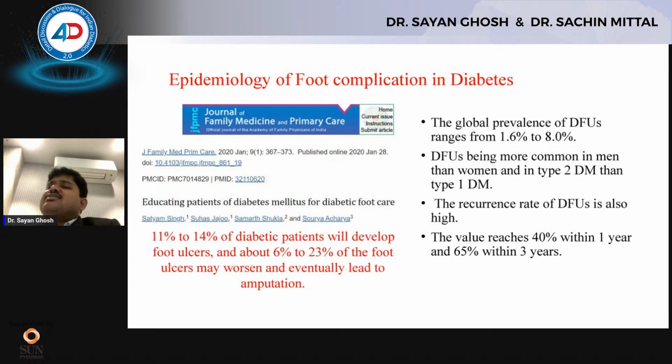Diabetic foot ulcer is more common in men than women, and in type 2 diabetes patients than type 1. It is very important that a patient with a past history of diabetic foot ulcer, in the same foot or in the opposite foot, is more prone to develop another foot ulcer in future. The value reaches 40% within 1 year and 65% within 3 years. So it is very common with a past history of diabetic foot ulcer.